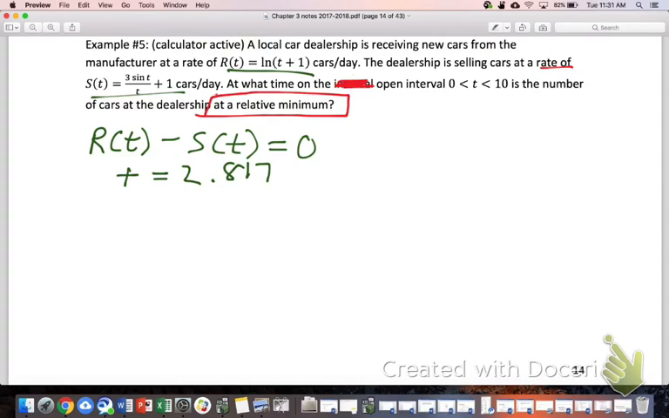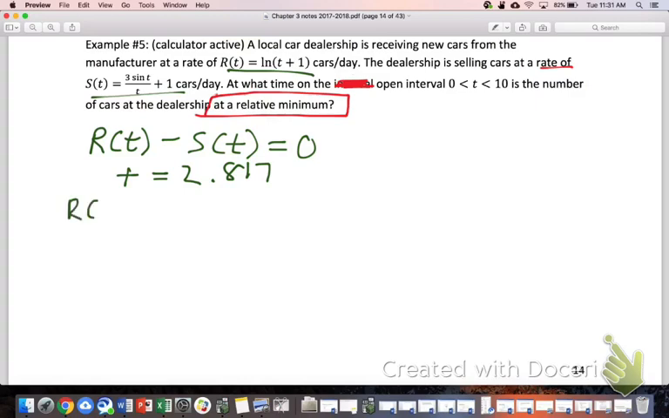Okay, so if you were just to stop right here and say 2.817, you really haven't finished it yet, right? All you found is a critical number. What you need to do here is take the information right off of your graph on your calculator. So take a look at your calculator screen. To the left of 2.817, what's the value of r of t minus s of t? It's negative, and to the right it's positive, and so you can go directly from your calculator screen to a concluding sentence and say something like this.